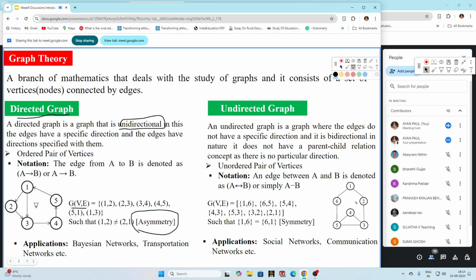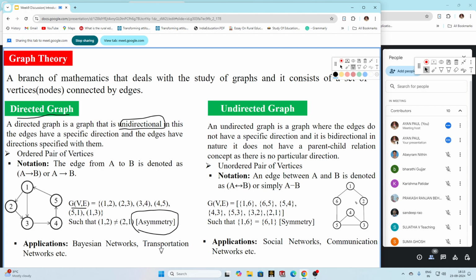Okay, so we cannot write the opposite, like 1 2 we cannot write as 2 1. So this is the property of directed graph. The applications of directed graph: Bayesian network, that we have seen; transportation networks, like your product is prepared in a factory, then it goes to the consumer. So the network in between, that is also an example of directed graph.